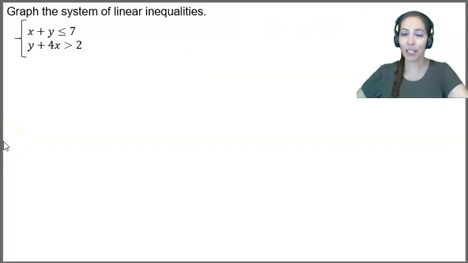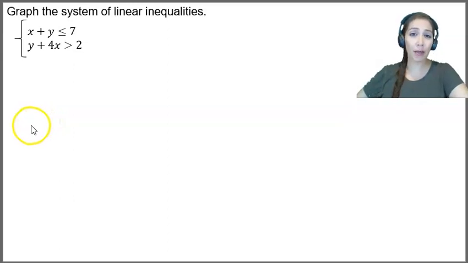Graph the system of linear inequalities. We have x plus y less than or equal to 7 and y plus 4x greater than 2. The first thing I notice is that neither of these are in slope-intercept or y equals form, and it really helps when you're graphing these to get the y on one side and everything else on the other.